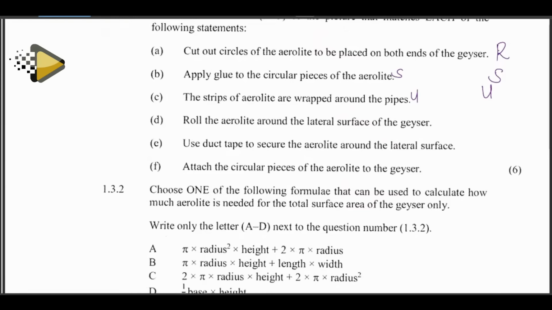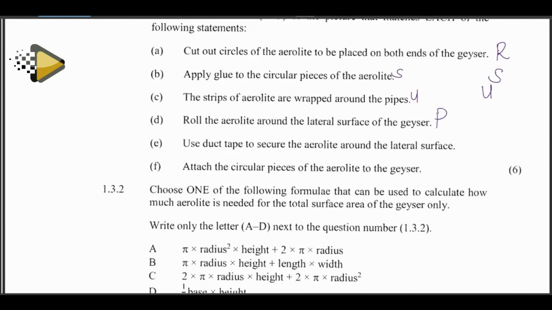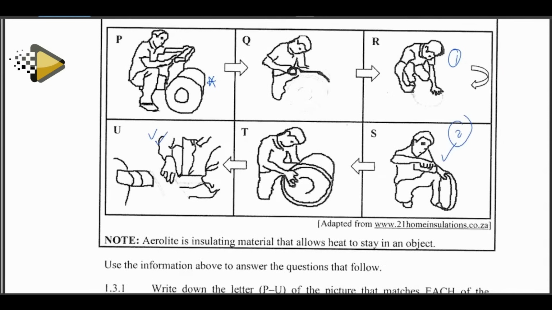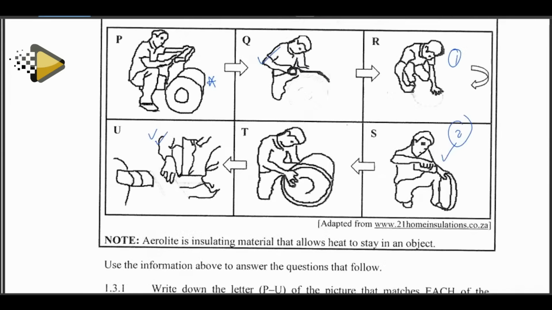Roll the lateral surface of the geyser. So it's this one here, P. Use the duct tape. What you see that was Q. Attach the circular pieces. Okay. There's this T.